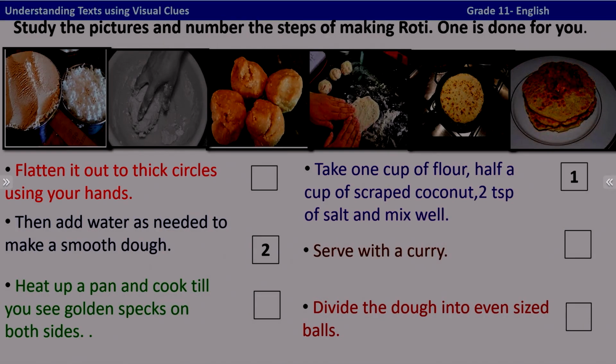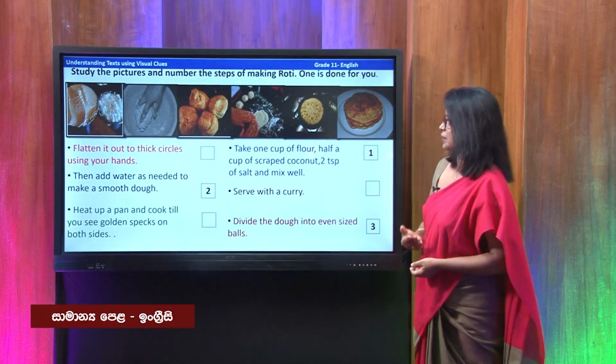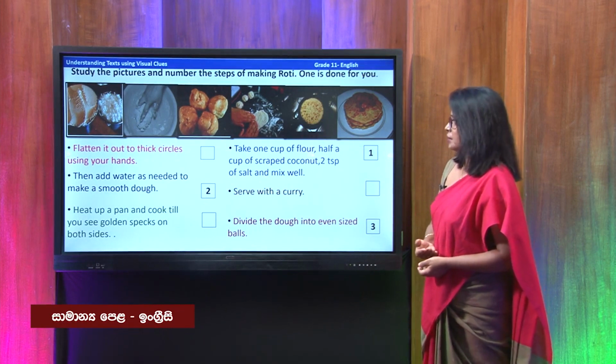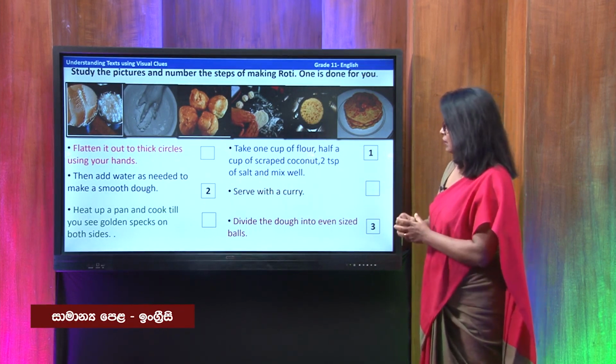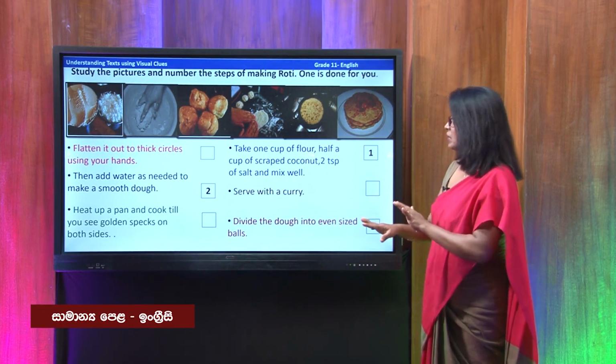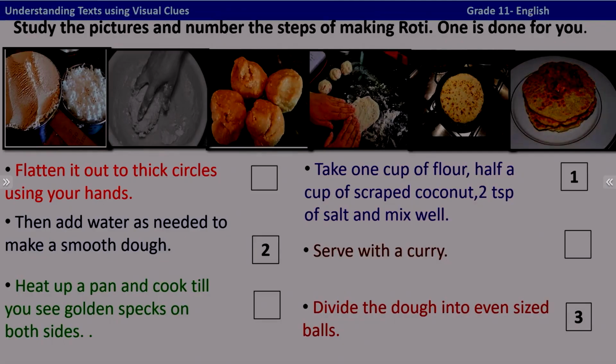Okay, what happens in the third picture? Can you see 4 balls made out of that dough? Okay, so where is that? Here. You have it here. Divide the dough into even sized balls. Okay, what happens in the next picture? Yes, you can see one of the balls and it is flattened with the help of the hands. Shall we see how it is explained? Yes, flatten it out to thick circles using your hands.